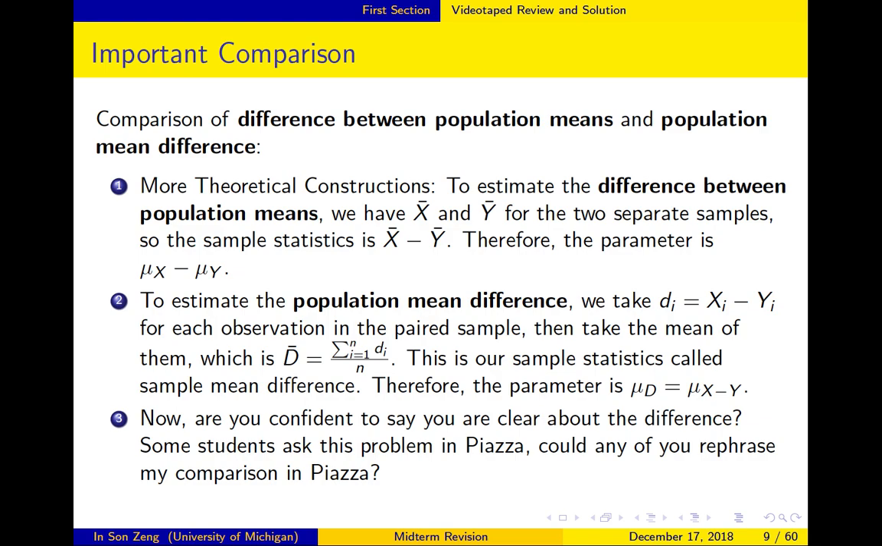To estimate the population mean difference, we take d i equals x i minus y i for each observation in the paired sample. And then we take the mean of them, which is d bar equals the summation of i equals 1 to n of d i, over n. This is our sample statistic, called the sample mean difference. So our parameter should correspondingly be mu d, equal to the mean of x minus y.